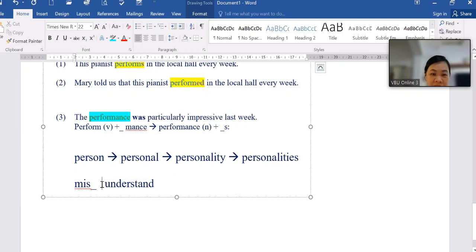And mis. So what does it mean, mis? Mis means not. That's right. When the prefix or the suffix has half of the meaning, they need to combine with the other words to create the whole word, to create a new word that has enough meaning. So if we delete understand, we don't know exactly what it is. You see what I mean?